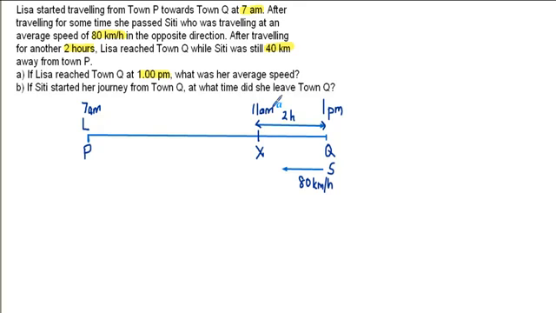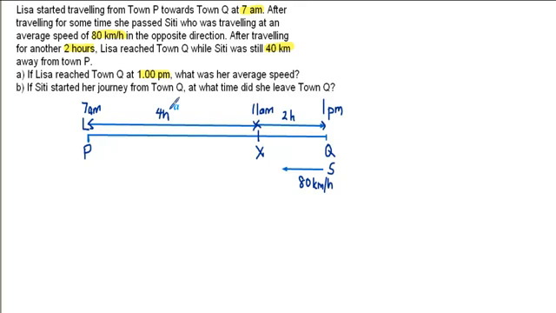That means the time taken by Lisa to reach point X from town P would be 11 a.m. minus 7 a.m., and that would give us 4 hours. So from here right up to X, this would be 4 hours.